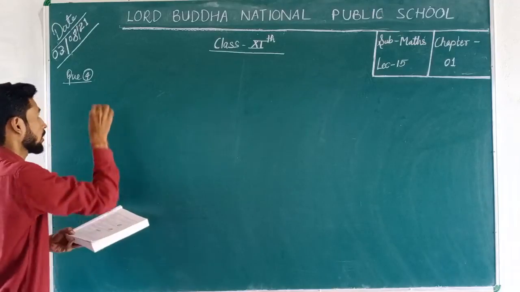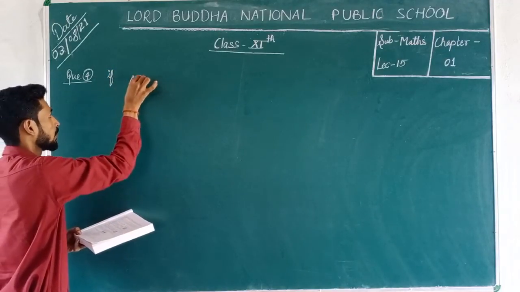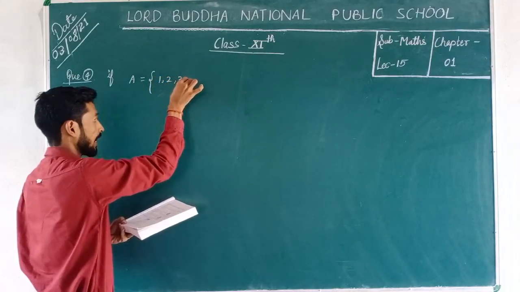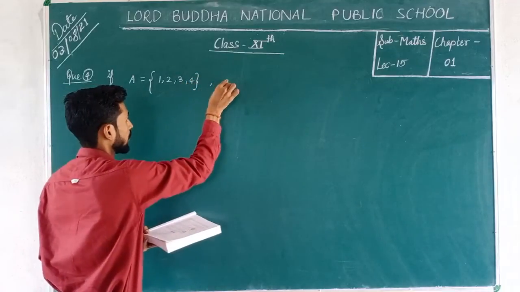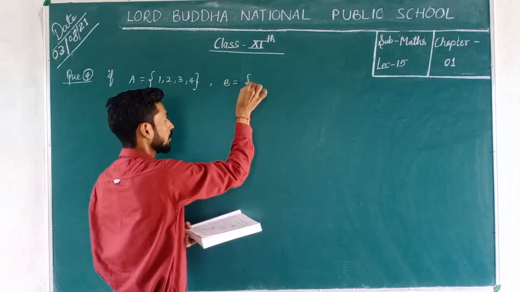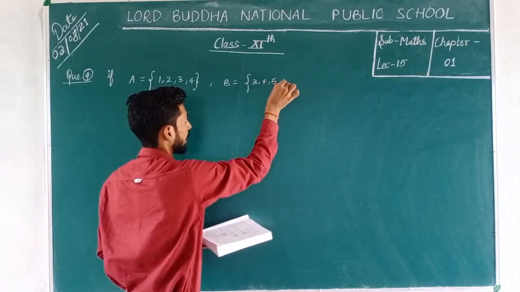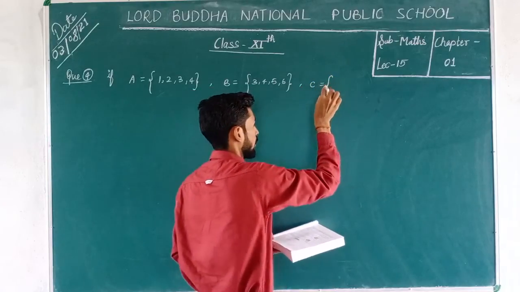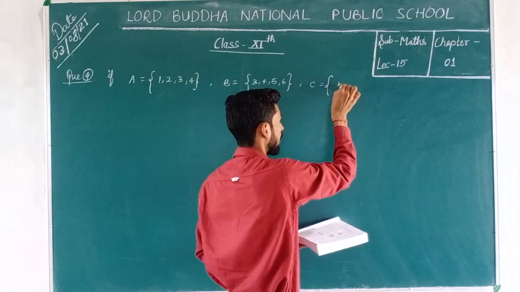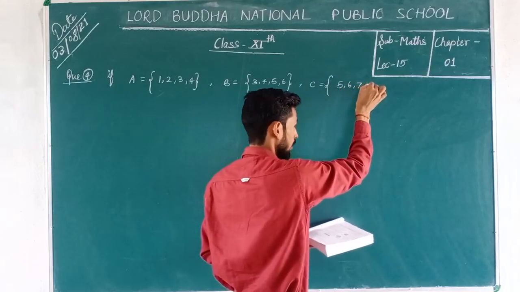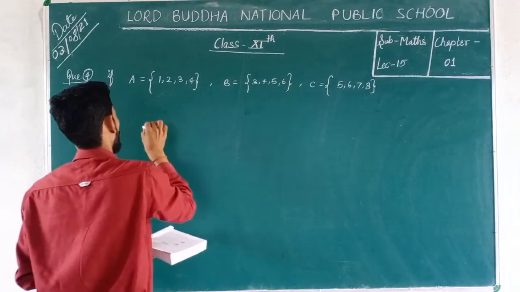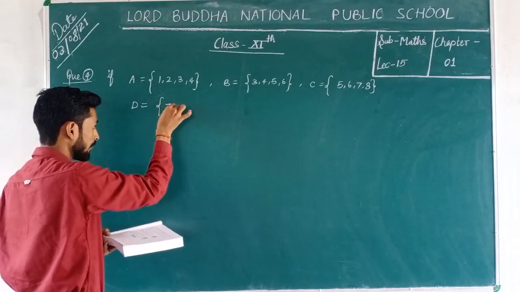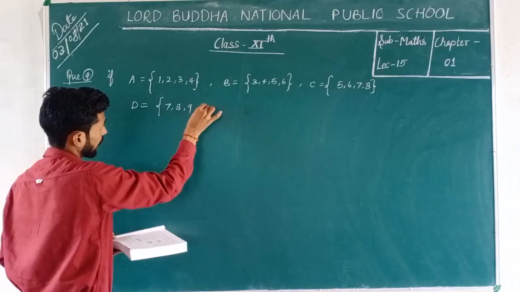In question number 4 it is given that set A is equal to 1, 2, 3 and 4, but in set B 3, 4, 5 and 6, and another set C has elements 5, 6, 7 and 8, and another set D which has the elements 7, 8, 9 and 10.